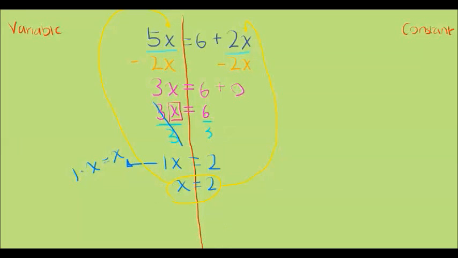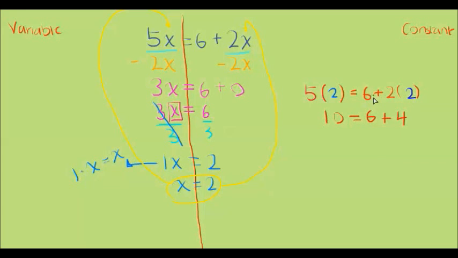So let me substitute. So now I got 5 times x, where x equals 2. So we're going to substitute 2 for x. 5 times 2 equals 6 plus 2 times what's the variable of x? 2. Okay, so I'm going to substitute 2. Now 5 times 2 is 10. We got 10 equals 6 plus 2 times 2 is 4.